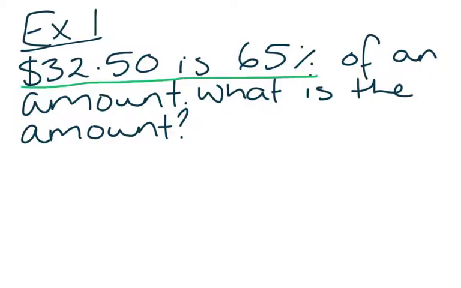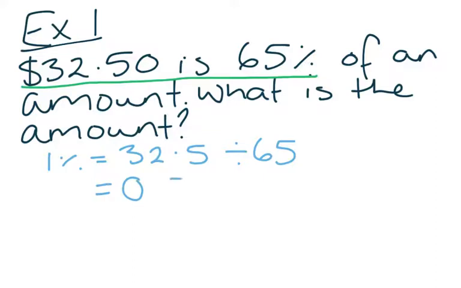So that means that when we do our working out, to find 1% we would need to do 32.50 divided by 65, because we know that it's 65%, and to get to 1, we need to divide by 65, because 65 divided by 65 is 1. Once we've done that, you should get an answer of 0.5.